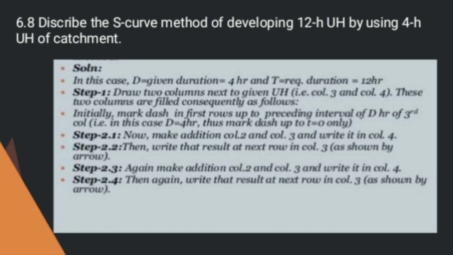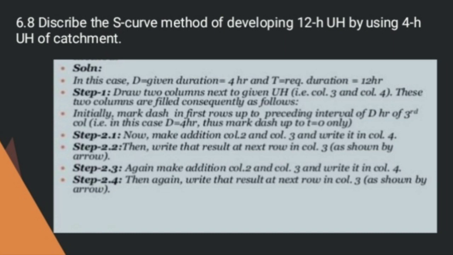Initially mark a dash in the first row, up to the preceding interval of D of the third column. In this case, D equals 4 hour, so dashes are marked up to T equals 0 only. Step 2.1. Now make an addition of column 2 and column 3 and write it in column 4. Step 2.2. Then write the result at the next row in column 3 as shown by the arrow.